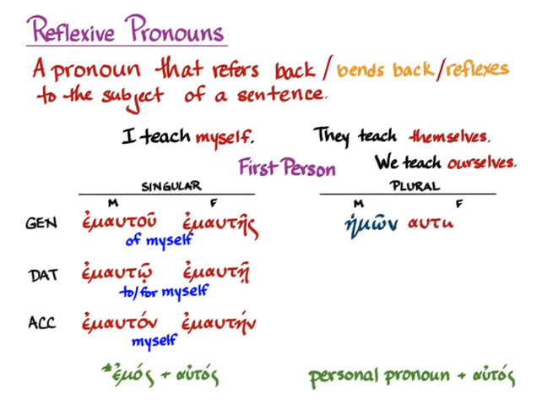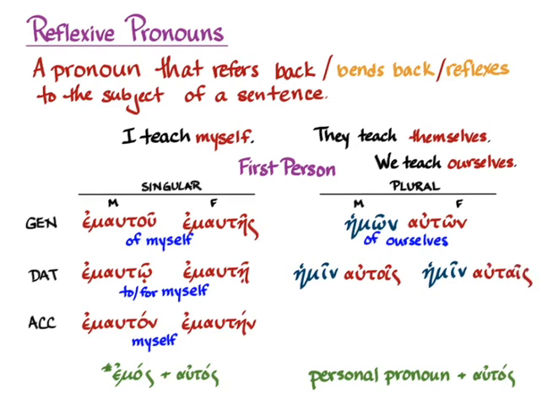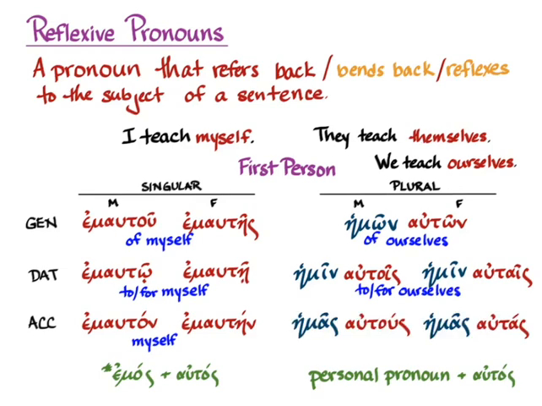So we're going to get hemon, auton for the genitive of the reflexive pronoun to mean of ourselves. Hemin autois or hemin autais, where the forms are different for masculine and feminine, to mean to or for ourselves or anything else you do with the dative. And then in the accusative, hemas autus or hemas autas, depending again on whether it's masculine or feminine, to use anything accusative that you need to say ourselves with. So that is your collection of first-person reflexive pronouns.